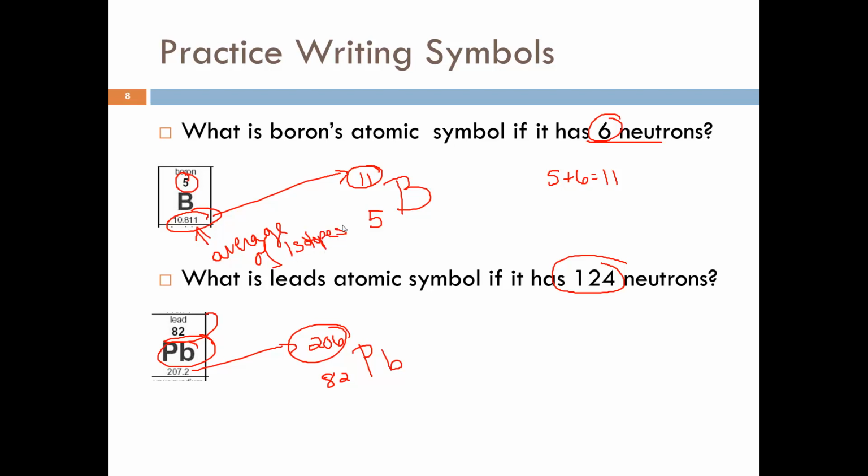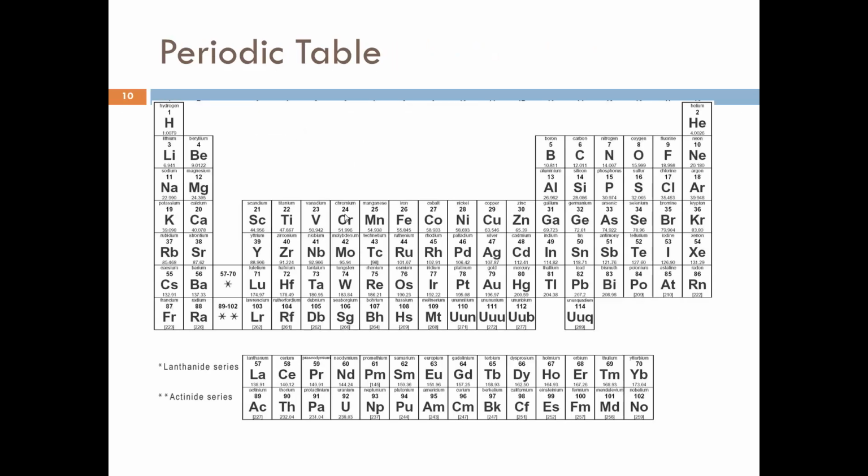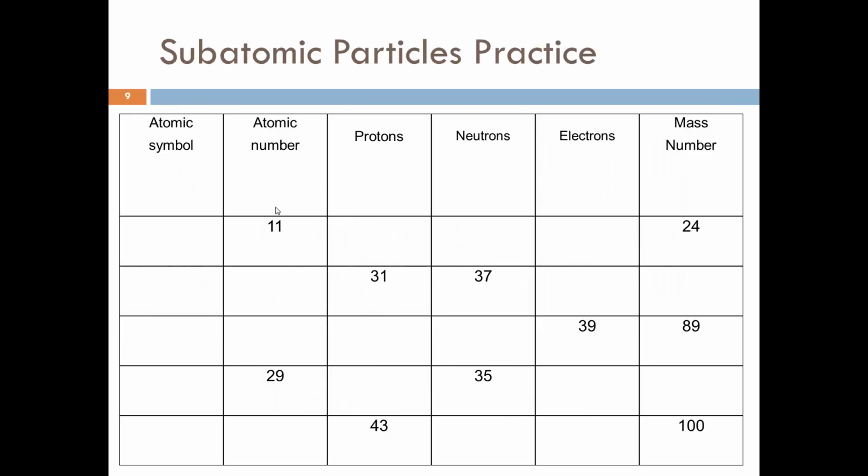So let's take a second to practice these. Alright, so we mentioned that the atomic number and the number of protons are going to be the same. So if I have 11 for the atomic number, that means I'm going to have 11 for the protons. Same with this one, same with this one down here, and same with this one.